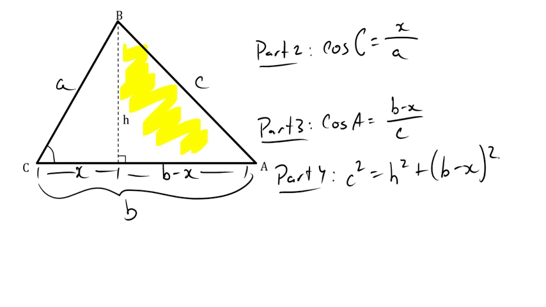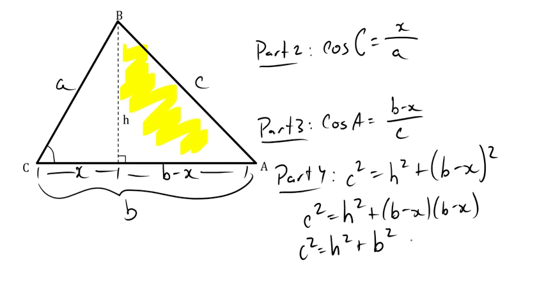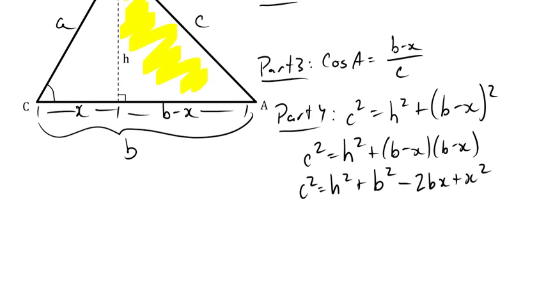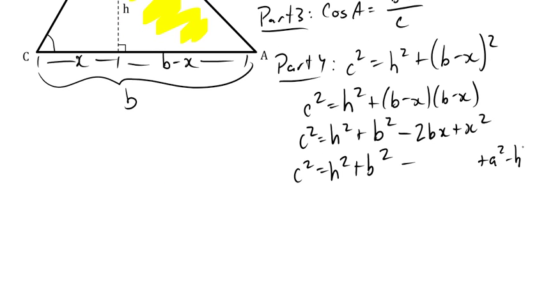Now all I have to do is start expanding that last part and then a couple of sneaky little replacements and we'll have it. It's actually really not that bad. C squared equals H squared plus, how do I square a binomial? B minus X times B minus X. So that's H squared plus B squared minus 2BX plus X squared. Okay? Well, hold on. If I go back up here, X squared is the same as A squared minus H squared. Do you agree with that? I just took the H squared to the other side. Is that okay? Right? So C squared equals H squared plus B squared minus 2BX plus A squared minus H squared, right? Is that okay?